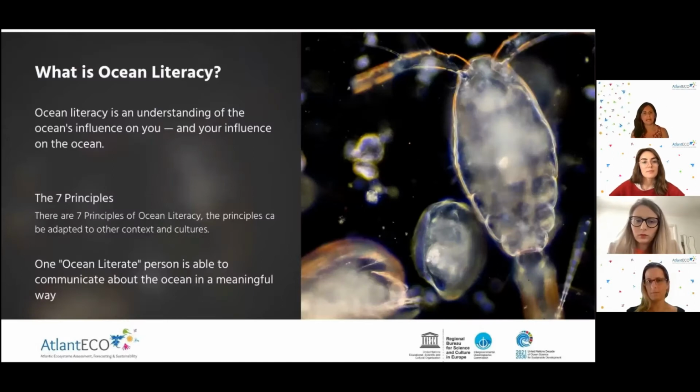As already mentioned by Ana Vitória, this is an internationally acknowledged definition of what ocean literacy is. Ocean literacy is an understanding of the ocean influence on you and your influence on the ocean. The ocean literacy concept, as I will explain later, is evolving quite a lot. But in a nutshell, it is really becoming more aware, and we will see that awareness is the starting point of ocean literacy. It is about understanding that we are all connected to the ocean in a way or another, either if we live in a coastal city or in a mountain city. We all have an influence on the ocean, either positive or negative, and the same applies for the influence of the ocean on us.